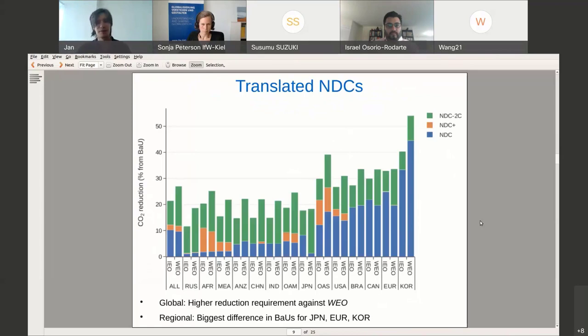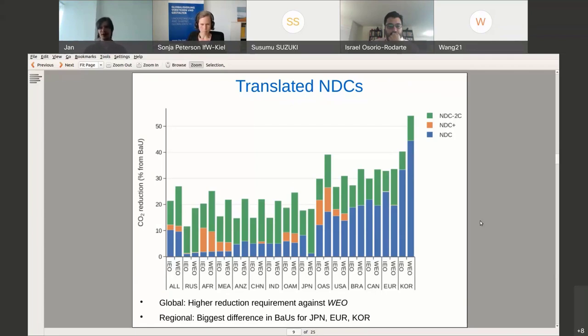Then together with the business as usuals, we need effective reduction targets that apply vis-a-vis the business as usual situation in 2030 that we see here. I won't go into the exact details of how we translated these NDCs, but this is basically a spreadsheet calculation looking into the NDCs and calculating these effective emission reduction targets against our two different baselines.